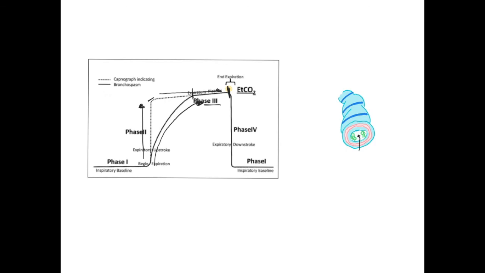Finally, on that capnograph, we often see that shark fin pattern, which is another indication to you that that person's having air trapping and bronchoconstriction. So I hope this helps understanding the signs and symptoms of asthma.